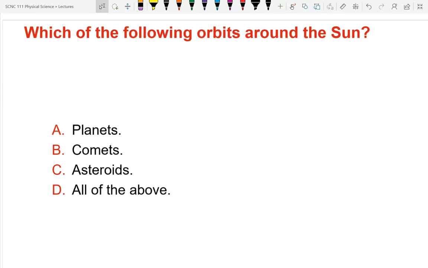Now, a question about this solar system model, and no, I never want to install software in the middle of class. I think Microsoft would learn that. Which of the following orbits around the sun? So which of these things orbit around the sun?